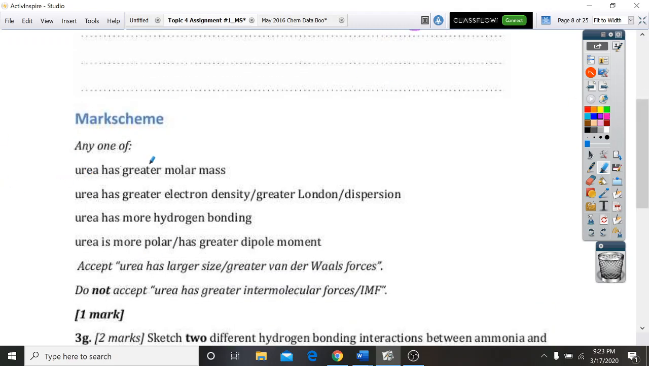You could have said urea has a greater molar mass. It has more electron density. If it's larger, it definitely has more dispersion forces. There's more hydrogen bonding. It's more polar, meaning it has more dipoles. This is the one that made most sense to me.